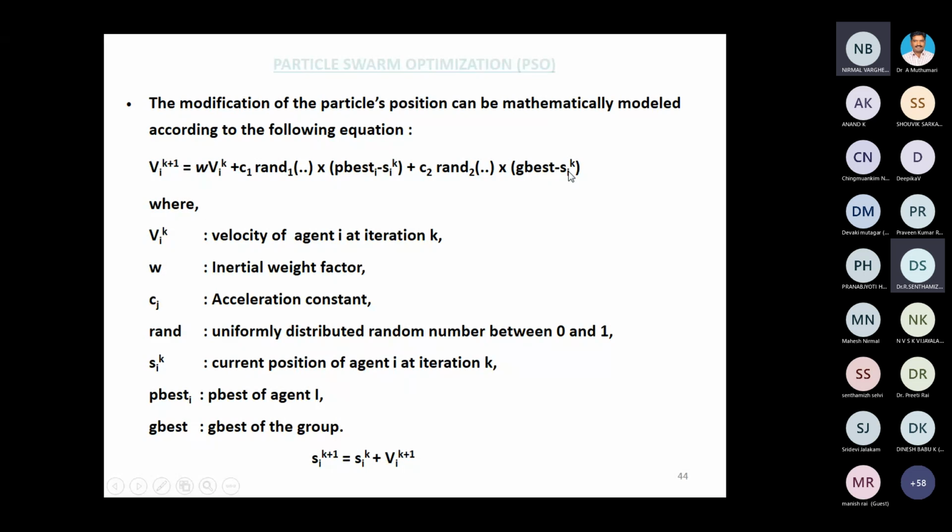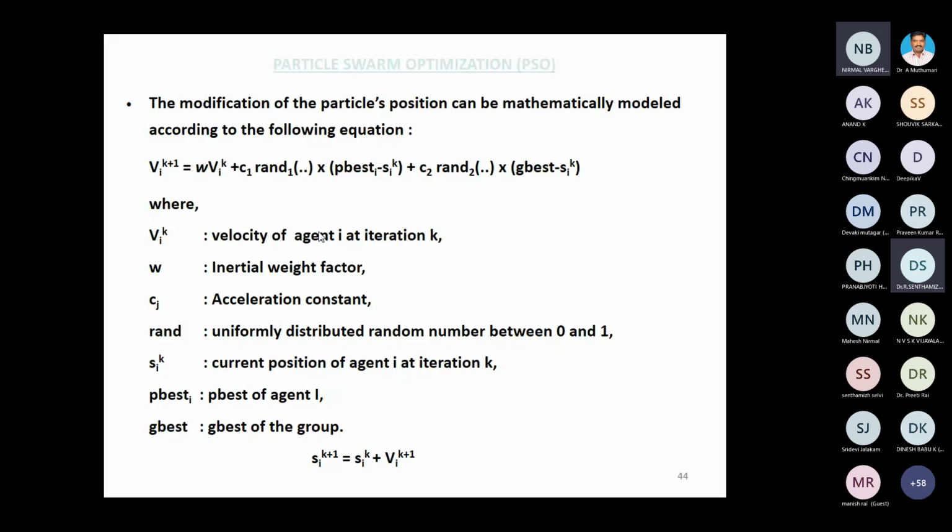Now, what is V_i(k)? It is the velocity of agent i at iteration k. We have many particles, and each particle acts as an agent. I have an agent i at the k-th iteration. Like this, I have many iterations. Otherwise, k equal to 0 is the first iteration, k equal to 1 is the second iteration. In the same way, I take particle i equal to 0 as the first particle, i equal to 1 as the second particle, and so on.